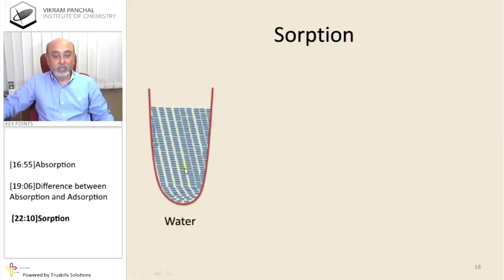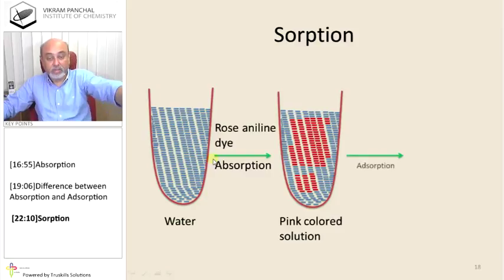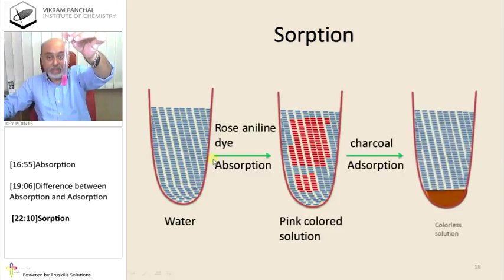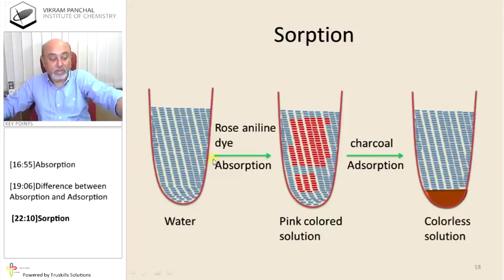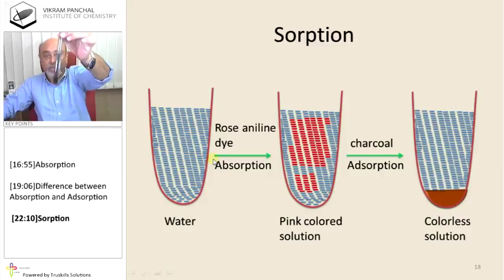Sorption. Water is colorless. In this water, if you add rose aniline dye, this will become a colored solution. This is due to absorption. When in this colored solution you add charcoal, then after some time it becomes colorless. So adsorption takes place. So absorption and adsorption occur simultaneously after addition of charcoal. This is called sorption. Sorption is not the opposite of adsorption. In fact, sorption means absorption plus adsorption.